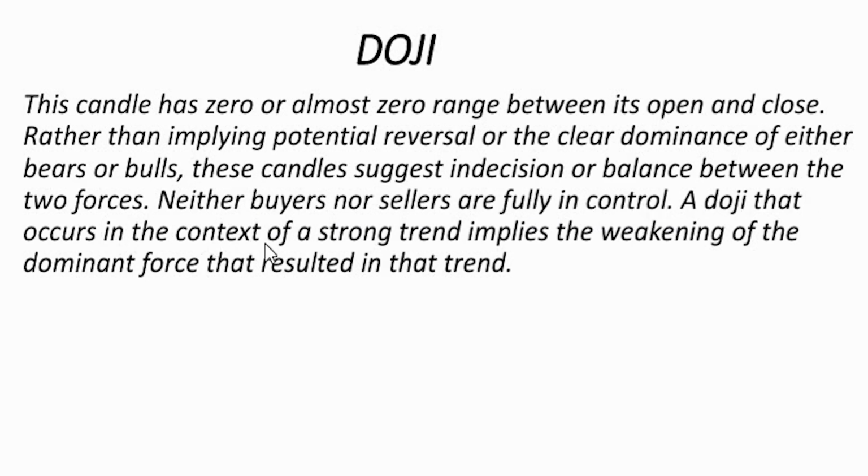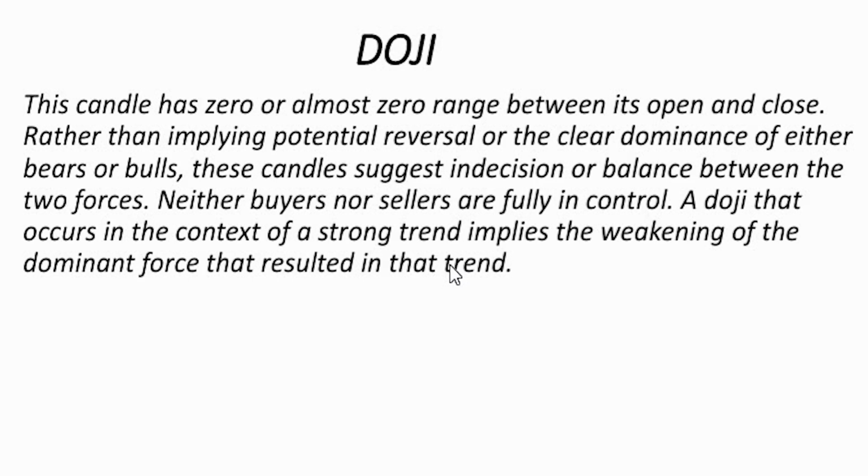A doji that occurs in the context of a strong trend implies a weakening of the dominant force that resulted in that trend. Now, let's say the price is trending upward, and that's a strong trend, and all of a sudden you begin to see a formation of a doji. That does not mean the upward trend is weak. It implies the weakening. So for instance, I have been in trades where a doji appears, and after which price continued trending in that same direction for over 50 to 60 pips before a significant fall.